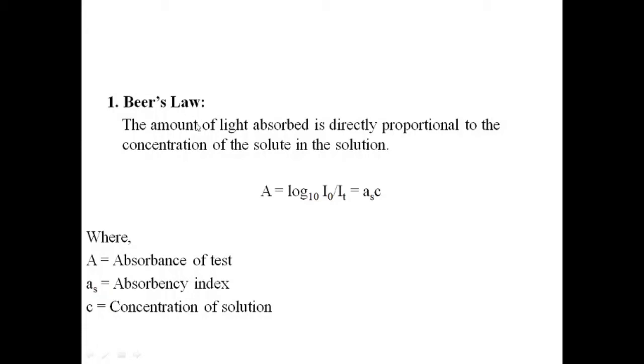Beer's law states that the amount of light absorbed is directly proportional to the concentration of the solute in the solution. So, A is the absorbance of a solution, which is the logarithmic ratio of the source light intensity and the transmitted light intensity, which is also equal to AS into C, where AS stands for absorbency index and C stands for concentration of solution. So, this is Beer's law.